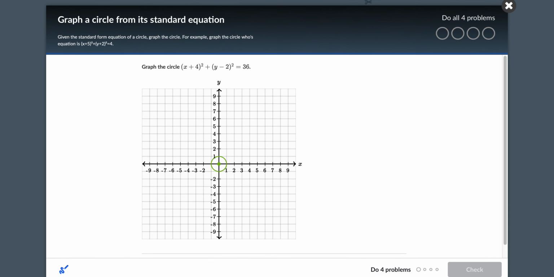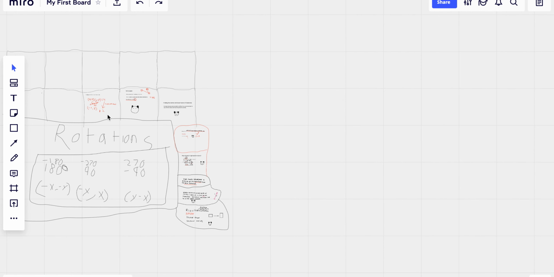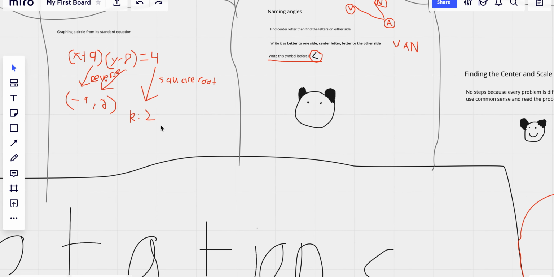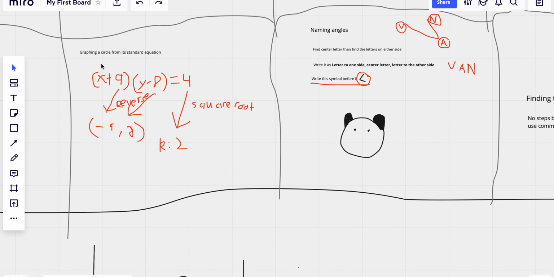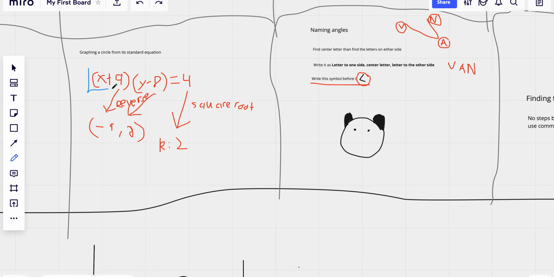Guys, this is a basic tutorial on how to graph a circle from its center equation. Let's zoom in on the notes here. So, graphing a circle from its standard equation. Basically, the equation you're going to get from a circle is going to be like this.